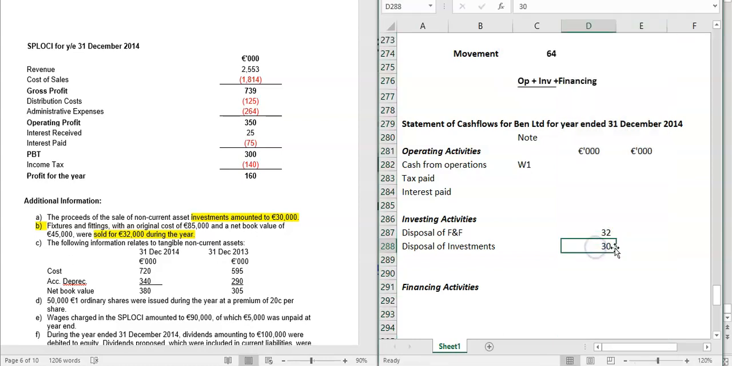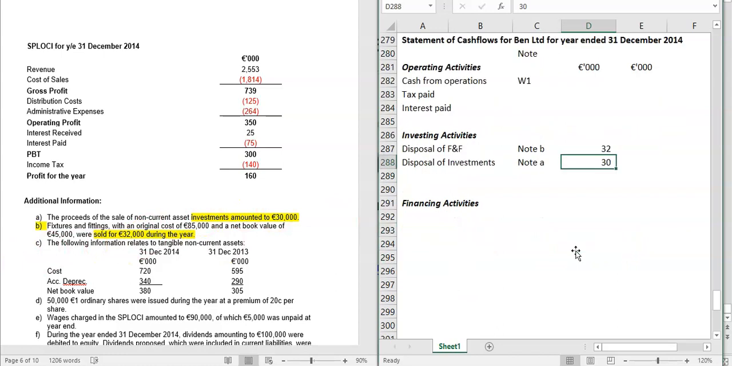Right, so you're disposing of investments, 30, disposing of fixtures and fittings, 32. So that's why I set them up, slot them in as you get them. And you're getting there, that is note 1, and this is note 2, just so you're showing the examiner where they're coming from. Or if you want to call it there, I think they may have note B and note A. So showing the examiner, that's given directly in the question. So you can figure that out.